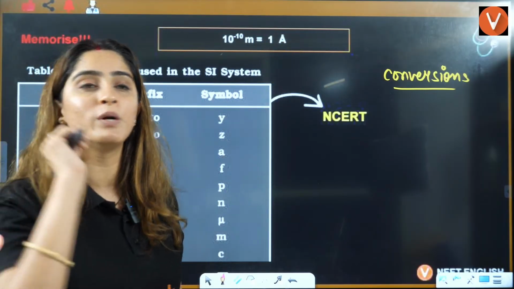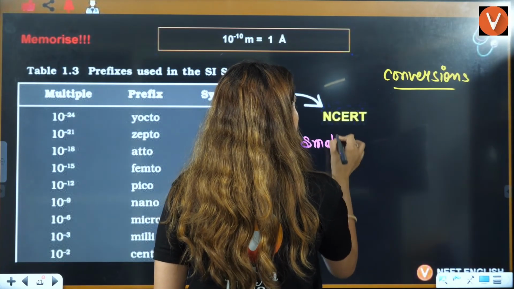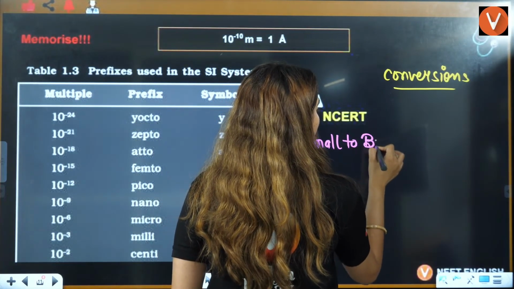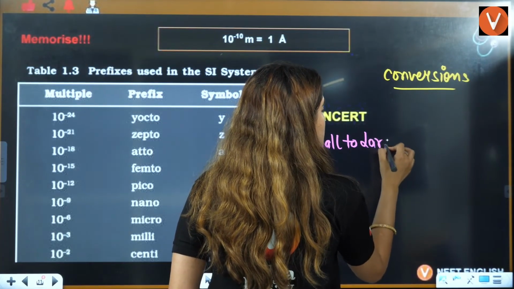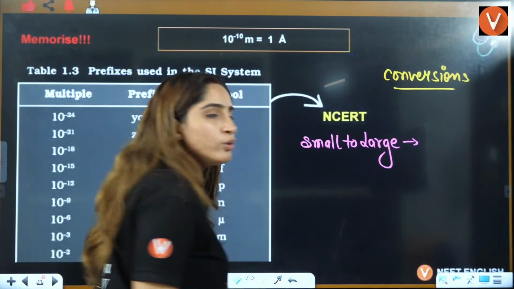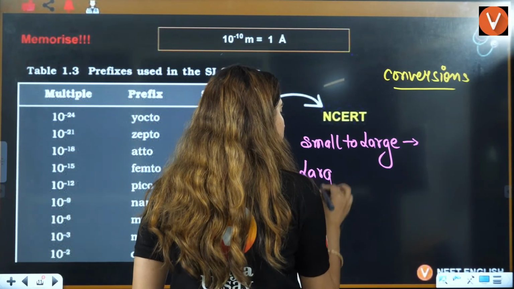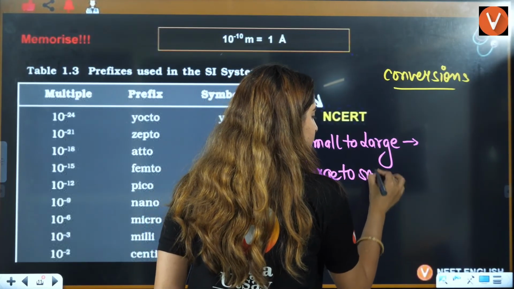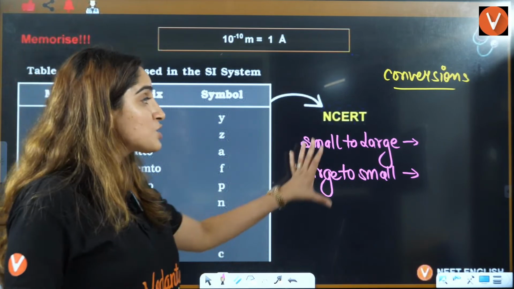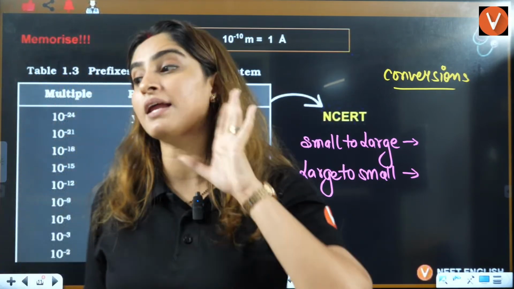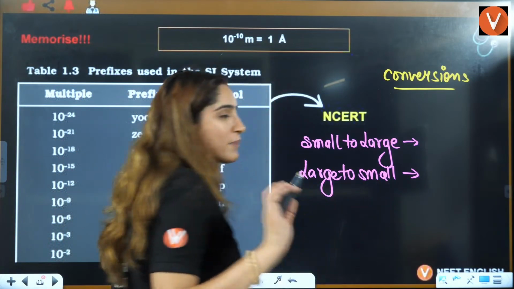What you will do? You will divide it, right? When you move from small to large, what will you do? One will be small to large, and one will be large to small. I'll tell you what is small to large and large to small. Trust me, if you do it this way, things will get very easy for you. Otherwise, you will get irritated in between.